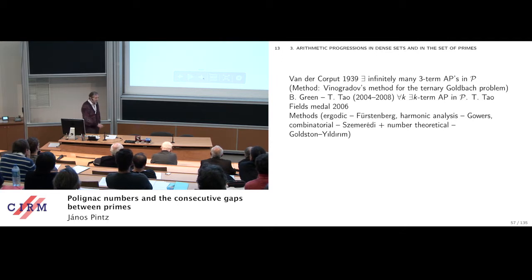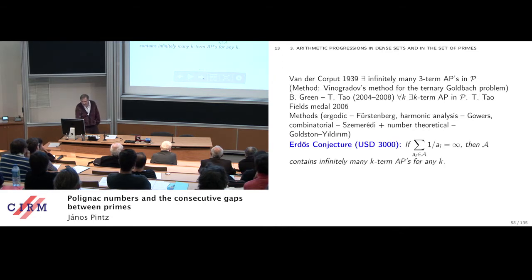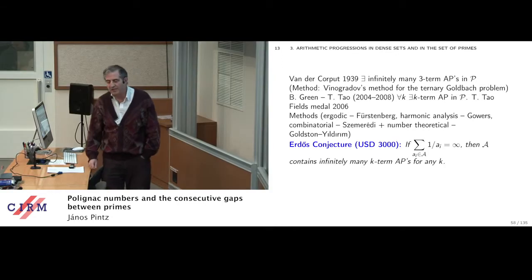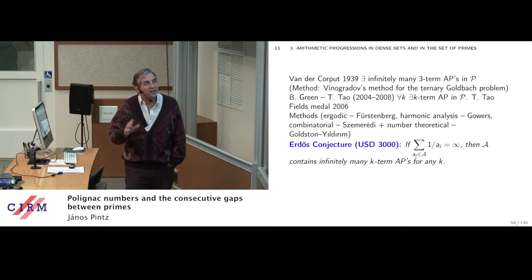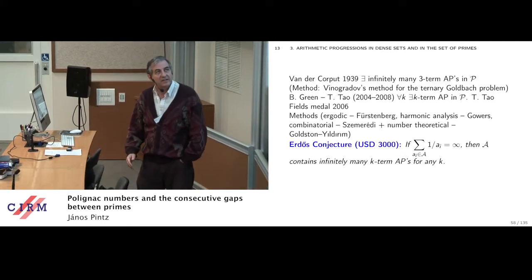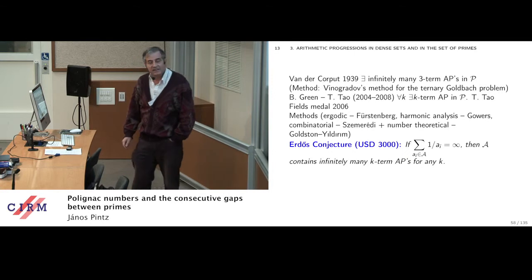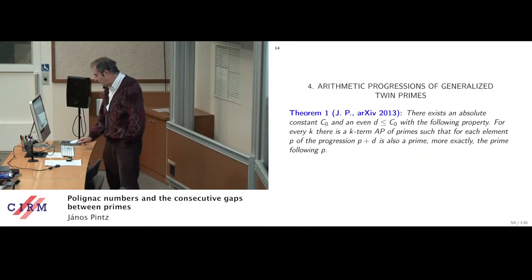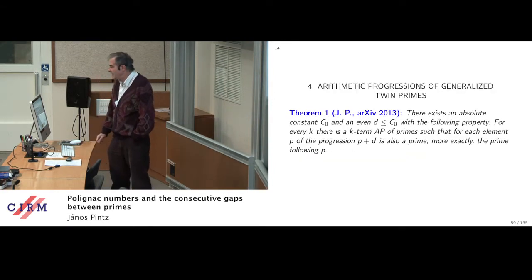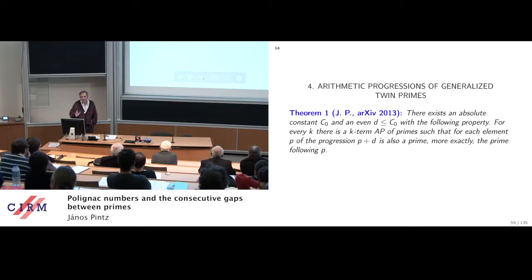The methods combined all the known proofs for Szemerédi's theorem. And there is still another interesting conjecture of Erdős, that if we take a set whose sum of reciprocals is infinite, then it contains infinitely many k-term arithmetic progressions for any k. This is not solved even for k equals 3. Bourgain and later Sanders got very close to it, but it's still open for k equals 3 as well.